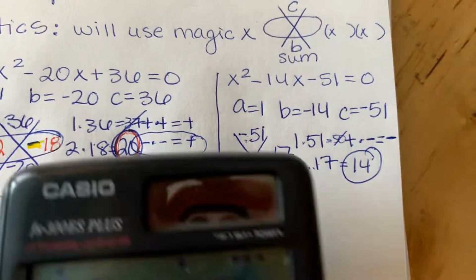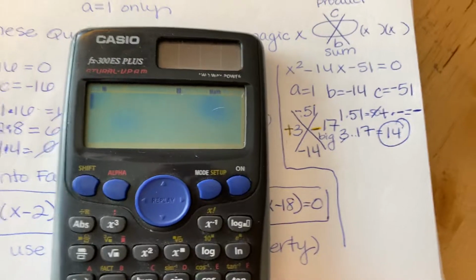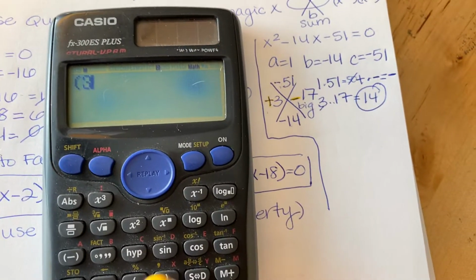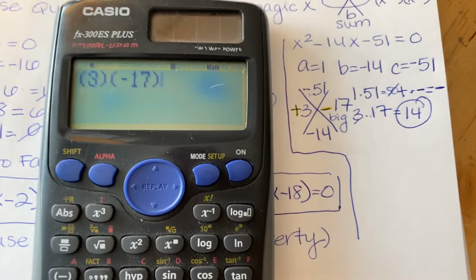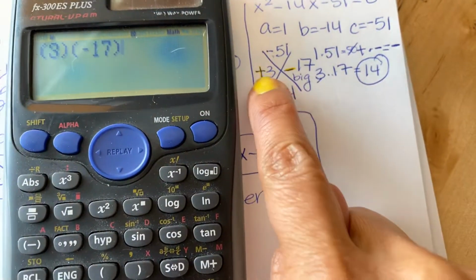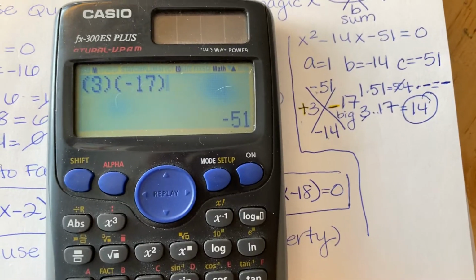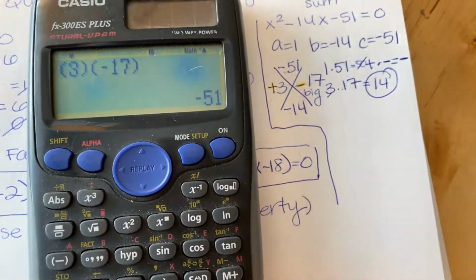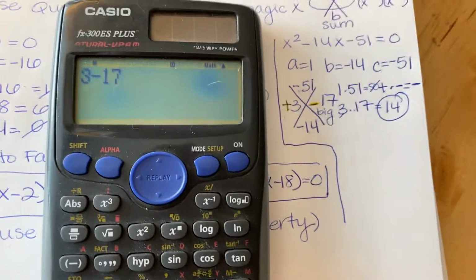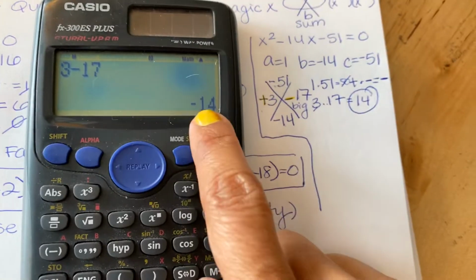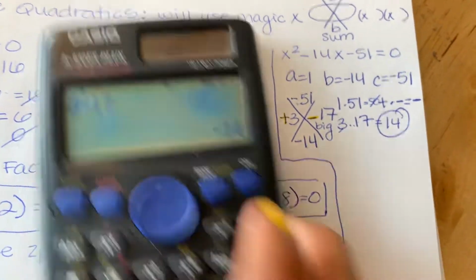And so double check with a calculator. 3, negative 17, right? So what is 3 times negative 17? So I'm just putting these two numbers in the calculator to verify. 3 times negative 17 is negative 51. There's my product. And then 3 minus 17 is negative 14, and there is my difference.